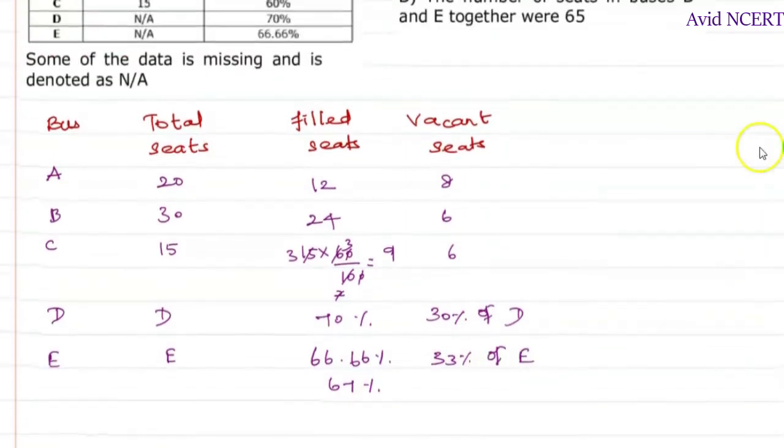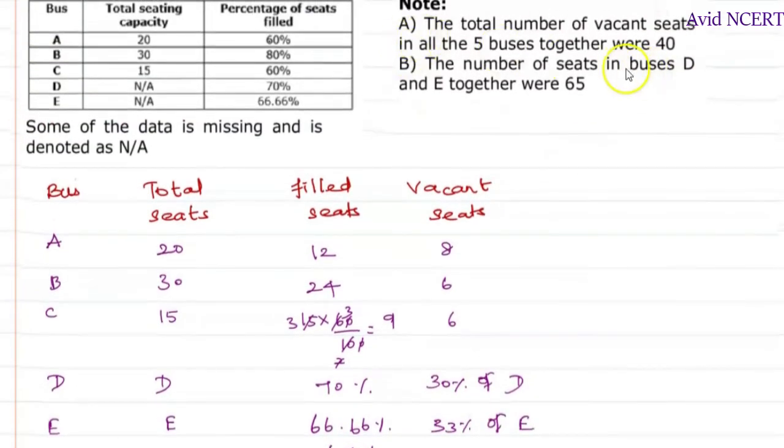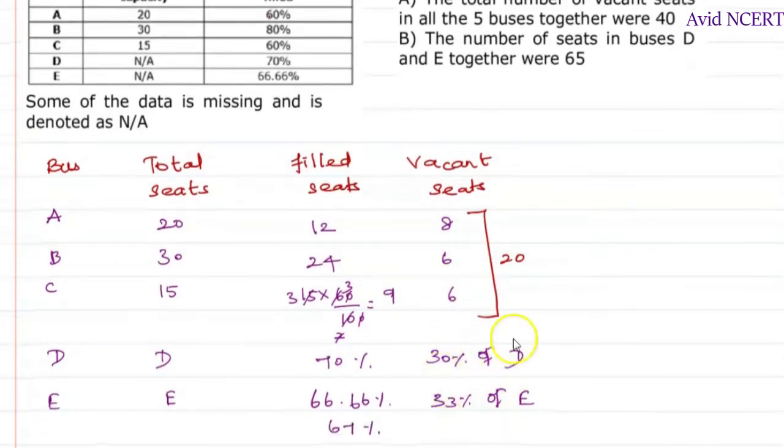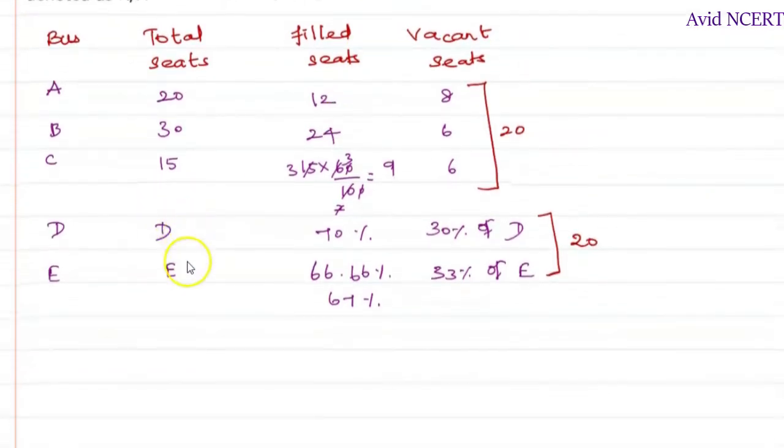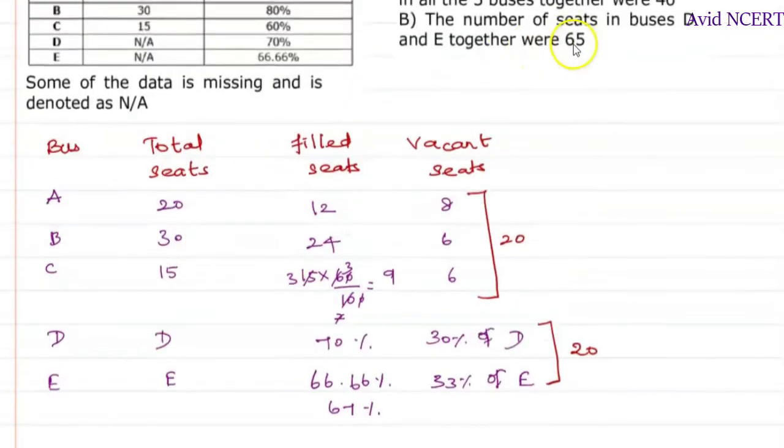Now the data we know here is that the total number of vacant seats in all the 5 buses together is 40. From A, B, C, it's just 8 plus 6 plus 6, which is 20, which means the remaining 30% of D plus 33% of E equals 20, since the total vacancies are 40. And the number of seats in buses D and E together, D plus E, equals 65.